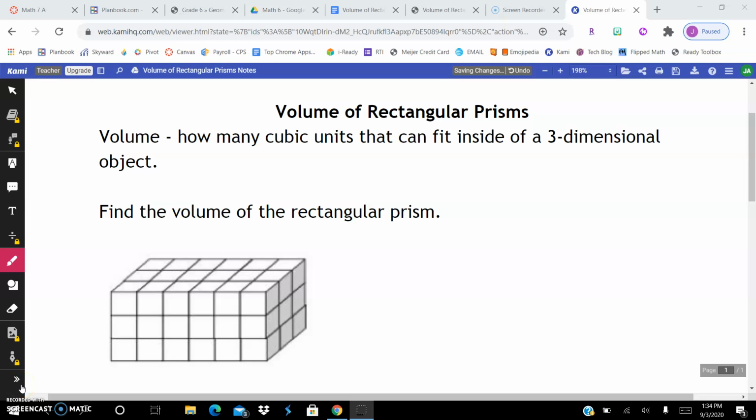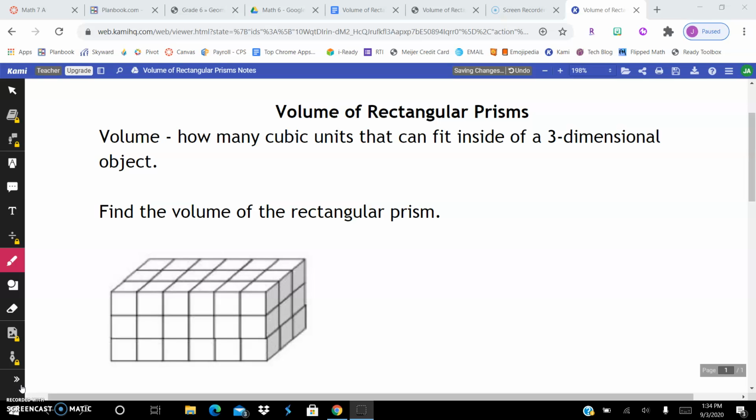Today's lesson is on how to find the volume of rectangular prisms. Volume is how many cubic units can fit inside of a three-dimensional object. So what can we fill this object with? How many of them? What goes inside of it?